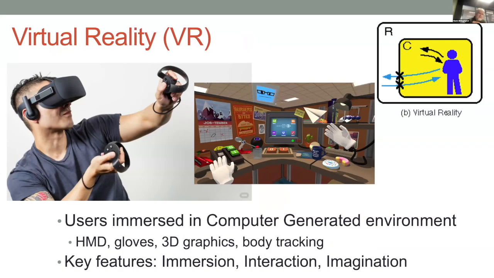Here in virtual reality, the idea is to immerse yourself in computer-generated content in a 3D environment, and so you're typically using head-mounted displays, 3D graphics, and body tracking. You can see in the top right-hand corner there, the little blue person is now completely immersed in the computer space. For him, the physical computer has disappeared because you can't see the real world anymore. The key features of virtual reality are really around immersion, interaction, and also your imagination.